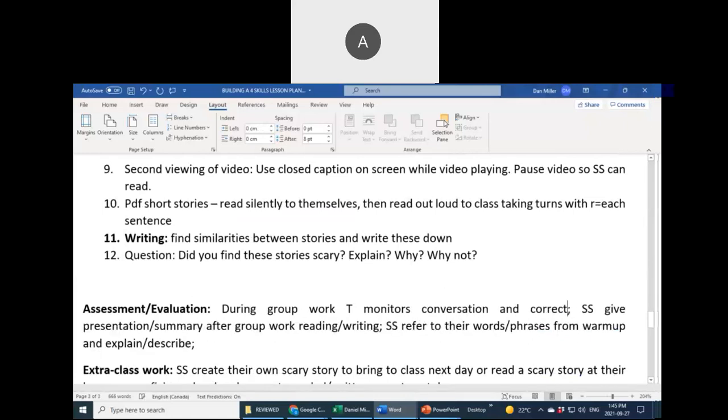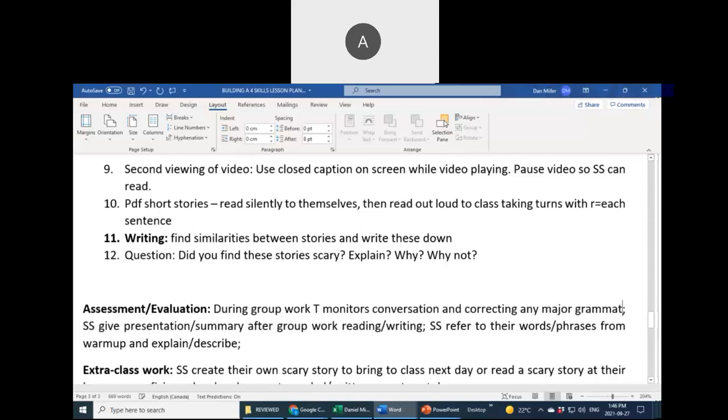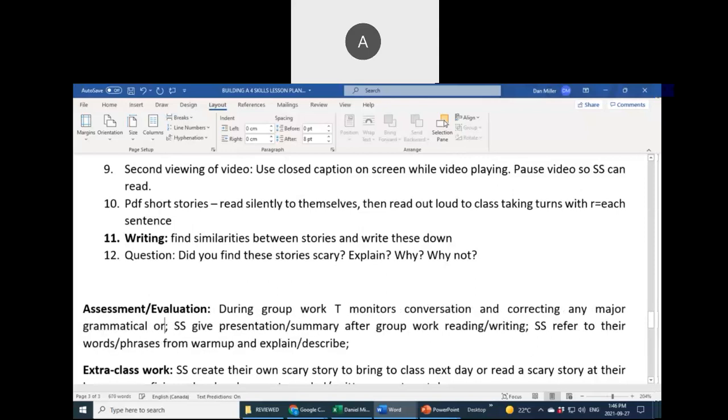And I would suggest that you are correcting any major grammatical or pronunciation concerns. Because what is the key thing that we are wanting them to do here? What's the key behind all these activities?